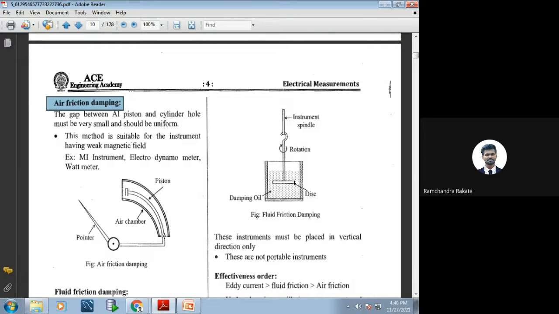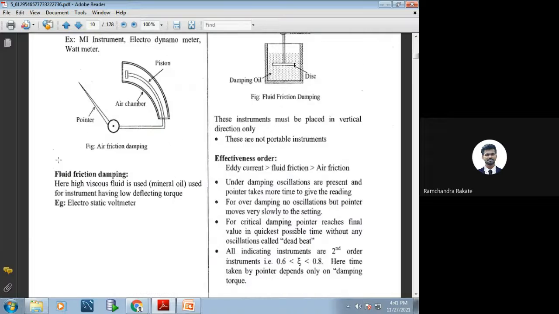So you can observe here, this section is called the air chamber. This method is best suited for instruments which have a weak magnetic field, a very weak magnetic field. Such instruments are the moving iron instrument, electrodynamometer, and the wattmeter. So the wattmeter that we have used for measurement is based on air friction damping. Correct.